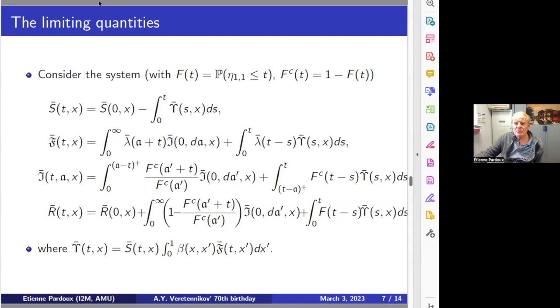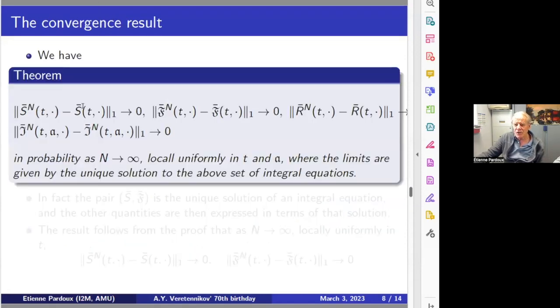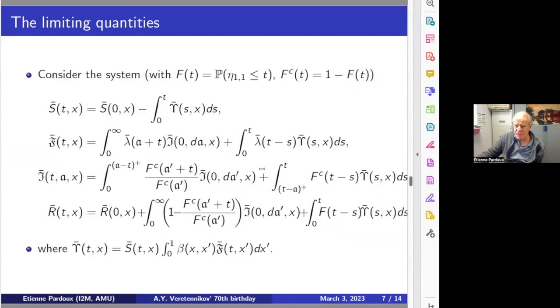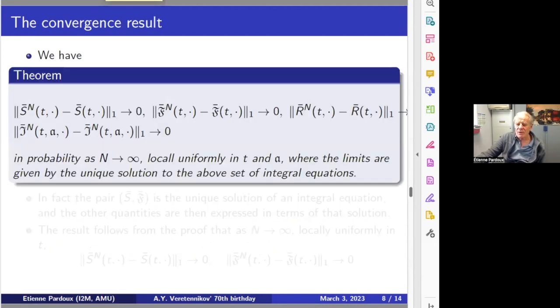Okay, so that's it. Our main result is that those differences go to 0 in L1 as n goes to infinity, locally uniformly in T and A, and this is in probability. One part of the result says that the system given by the first two equations, parameterized by x, has a unique solution. Once we know the solution of this system, we know the next two quantities, and so this characterizes completely a unique system of functions. So the limits are given as the unique solution of the above set of integral equations.